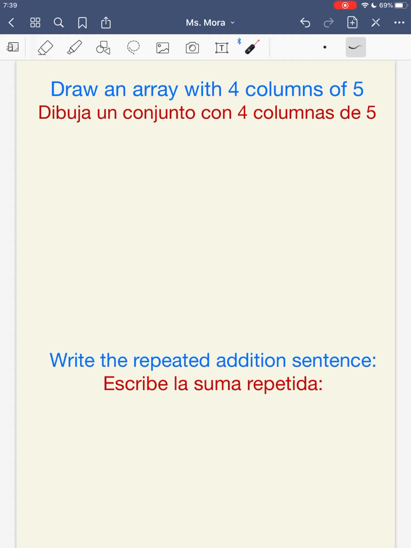Okay, guys, so your array, already, if we drew 4 columns of 5, already, remember columns go up and down your screen.